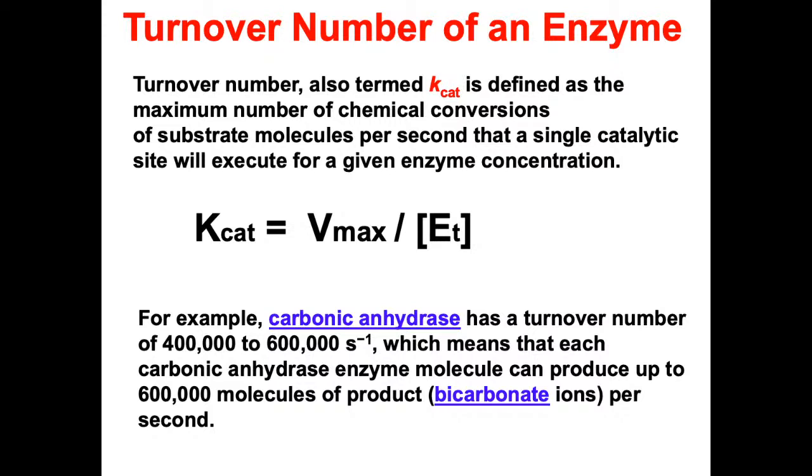For example, carbonic anhydrase is an enzyme which has a turnover number of around 600,000 per second. The meaning of that turnover number is that this carbonic anhydrase enzyme is able to change 600,000 molecules of products per second. That is your bicarbonate product. So it's able to produce this amount of product per second. So that will be your turnover number.